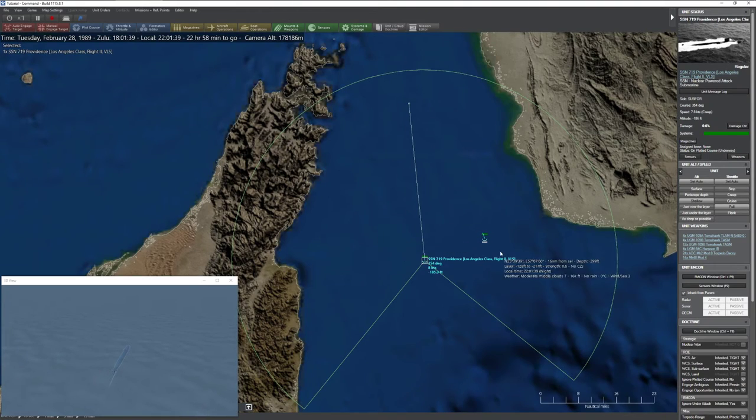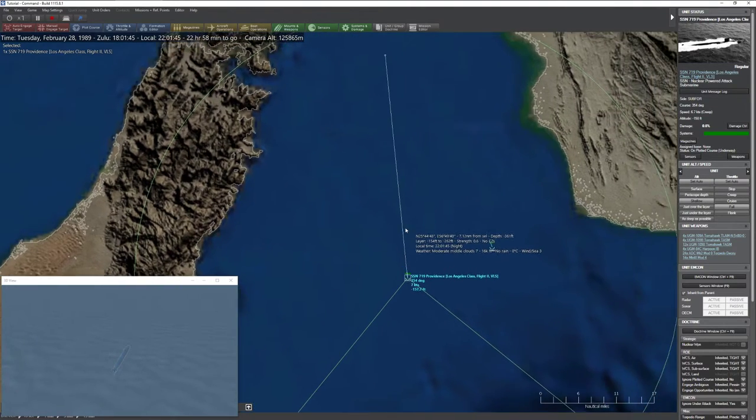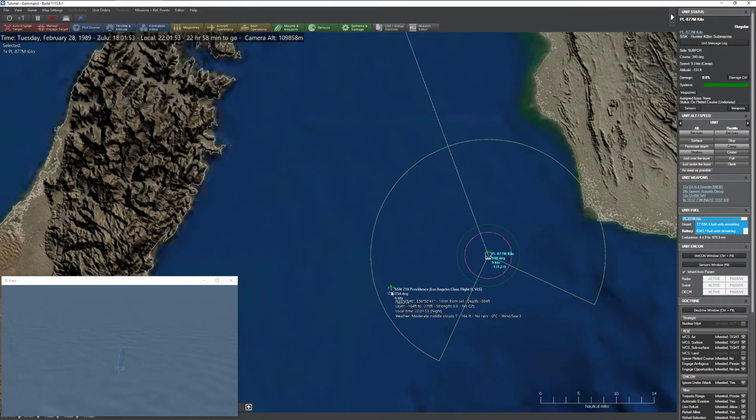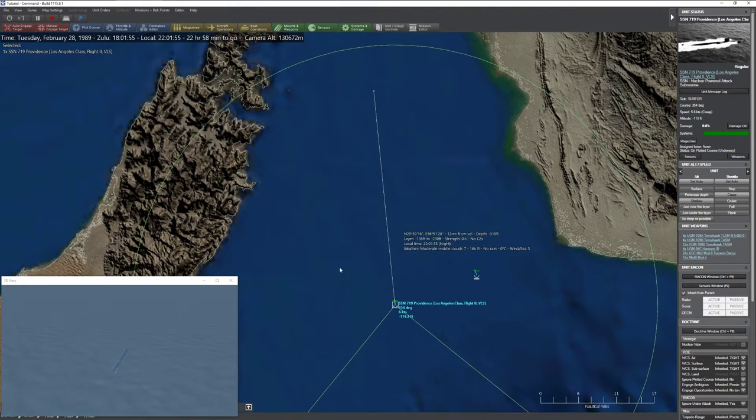So we're going to pop up for just a second. Remember, if we detected any form of radar, we want to press this dive button as fast as we can. Meanwhile, our Kilo, I've slowed him down significantly. Actually, I'm going to slow him down all the way. I want him to go ahead and start charging those batteries up if I can help it. You never know when you're going to need battery.